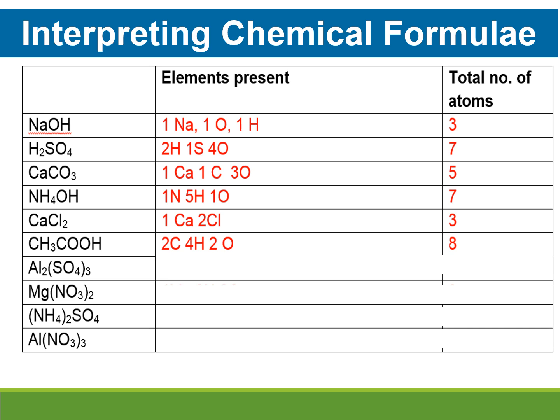We now meet an example that has brackets, and we're going to treat the brackets just as you would do in maths class, and we're going to multiply them out. So this is a formula for aluminium sulfate, and this tells us that we have 2 aluminiums, 3 sulfurs, and 3 by 4 is 12 oxygens. Pause the video and try the final 3.